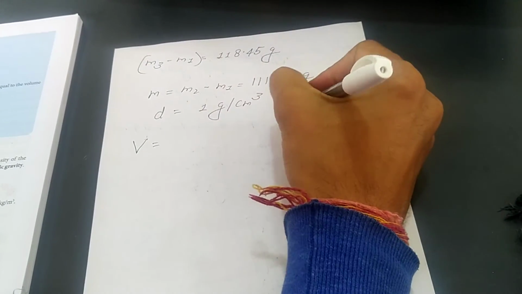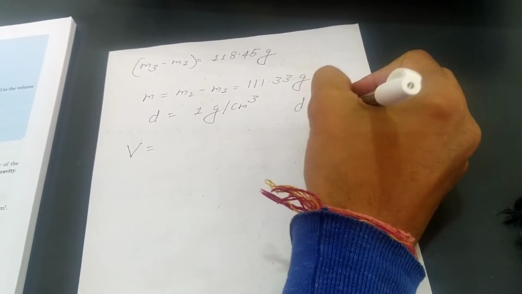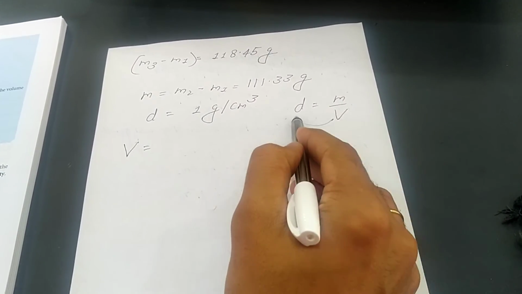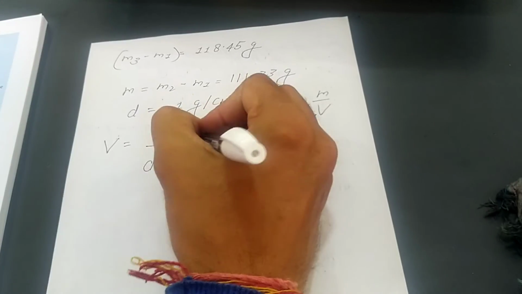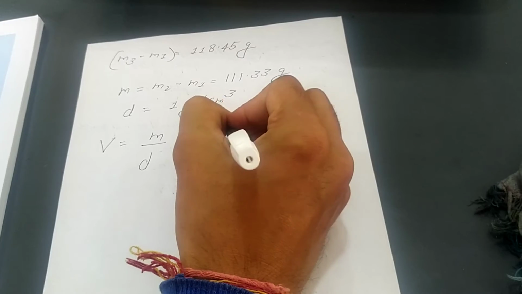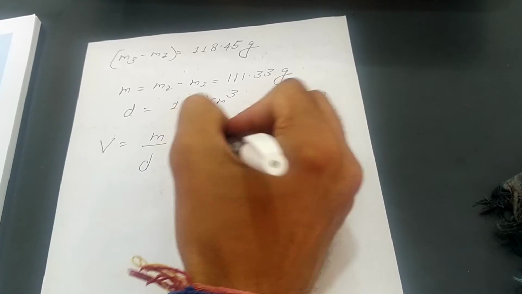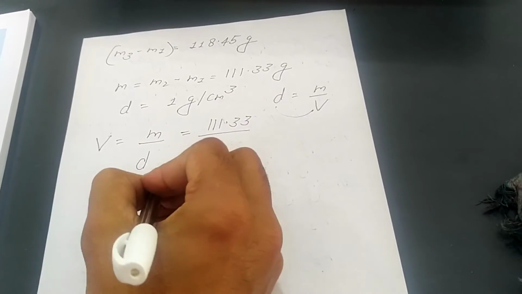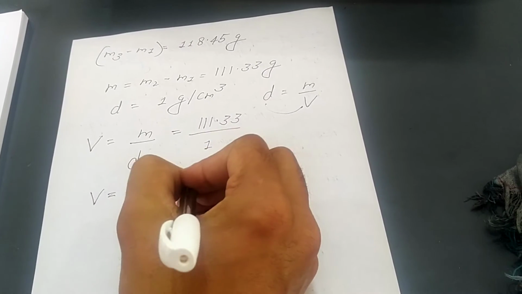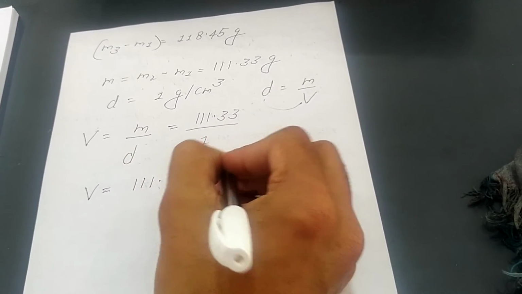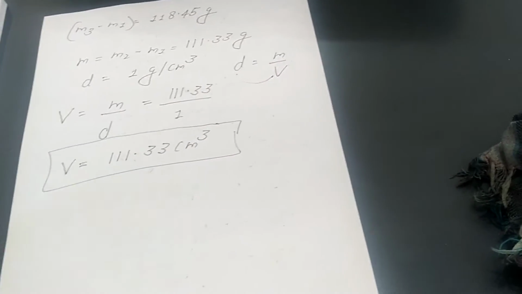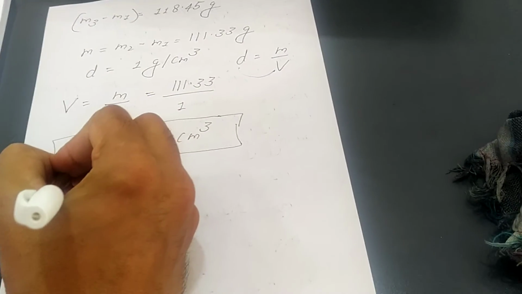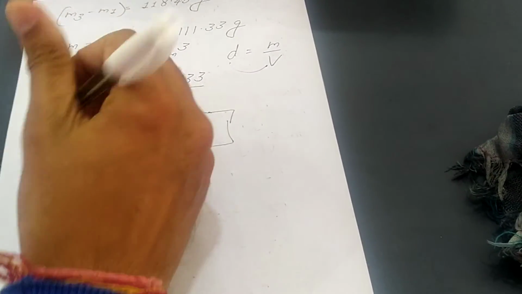So what will be the volume of water? We all know that density is equal to mass upon volume. So from here volume will be equal to mass upon density. How much is the mass? 111.33, upon density which is 1. So the volume would be 111.33 centimeter cube. This is the volume of water, because this is the density of water, this is the mass of water, and we have calculated it.